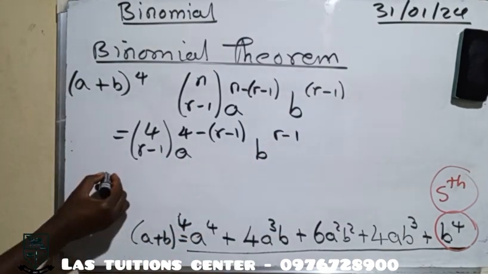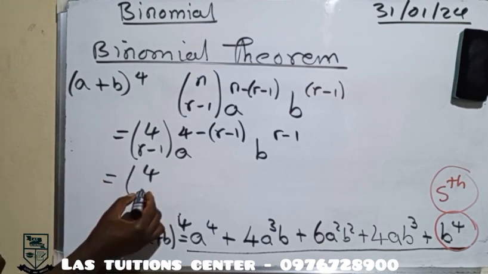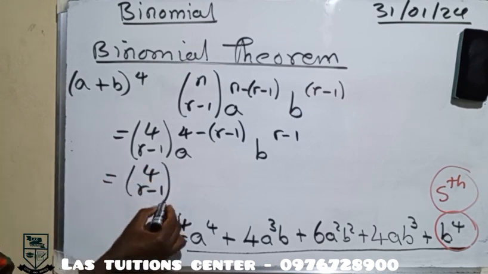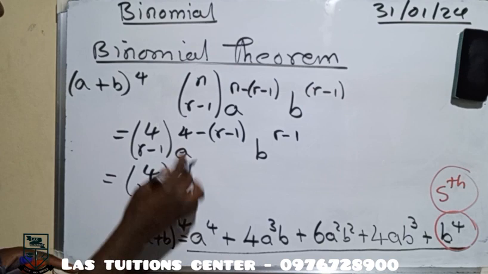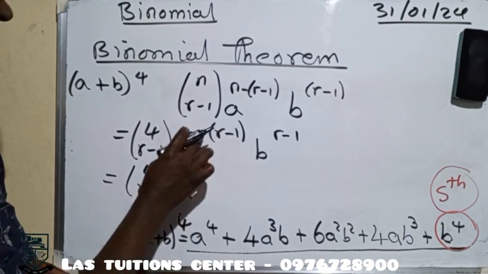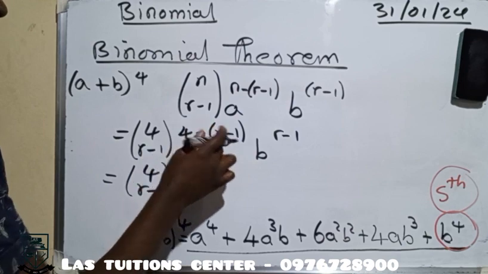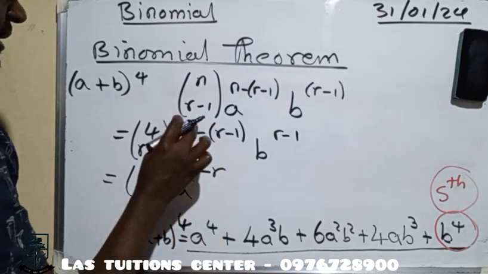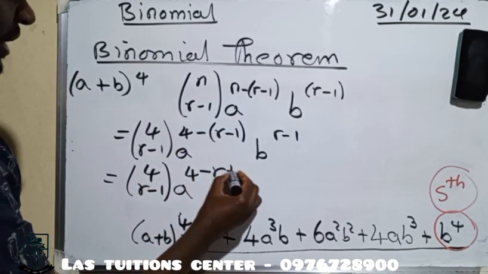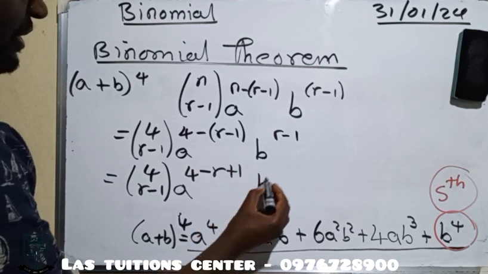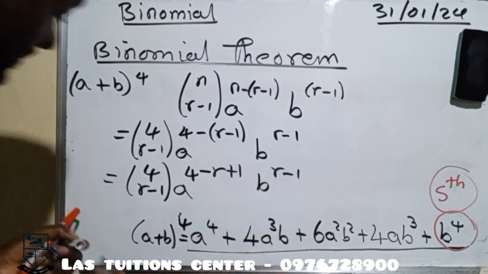So this is going to be 4 choose r minus 1. Then we have a. We need to expand here to take the negative inside. So we have 4, negative times r, we get minus r. Negative times negative 1, we get plus 1. Then b to the power r minus 1.